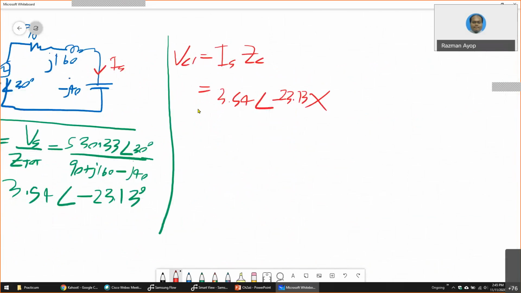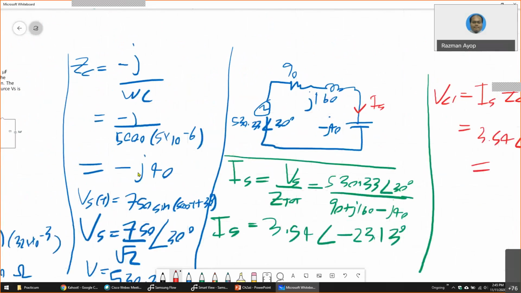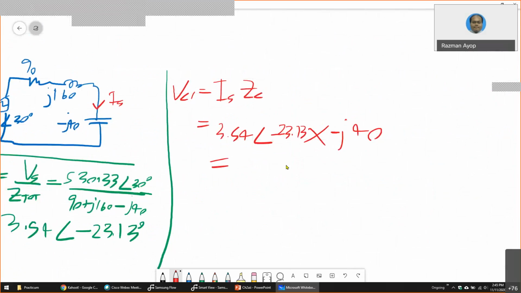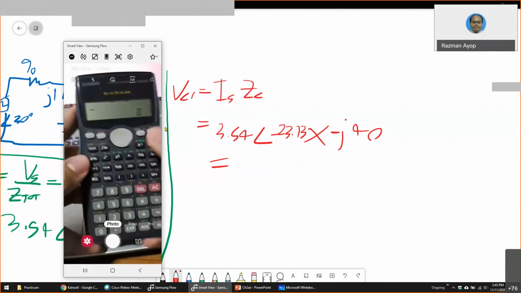Then multiply by J, negative J40. Okay. ZC is negative J40. This one. So what is the answer? Use your calculator again. I show you in this calculator.